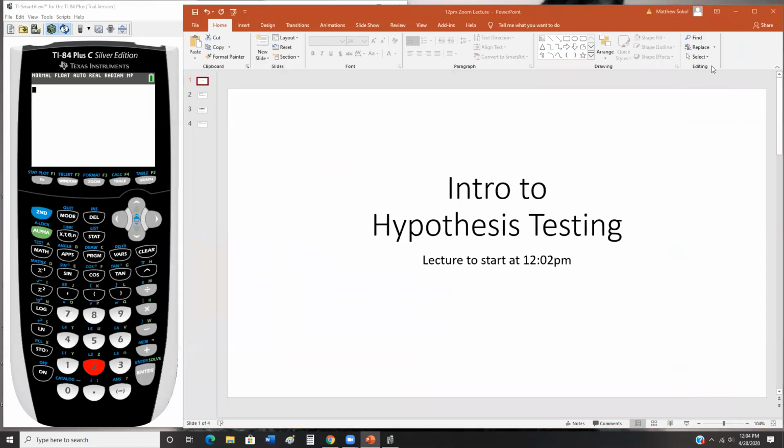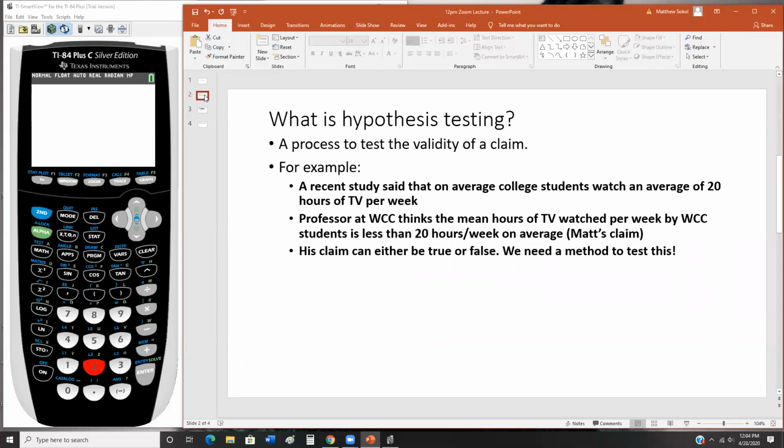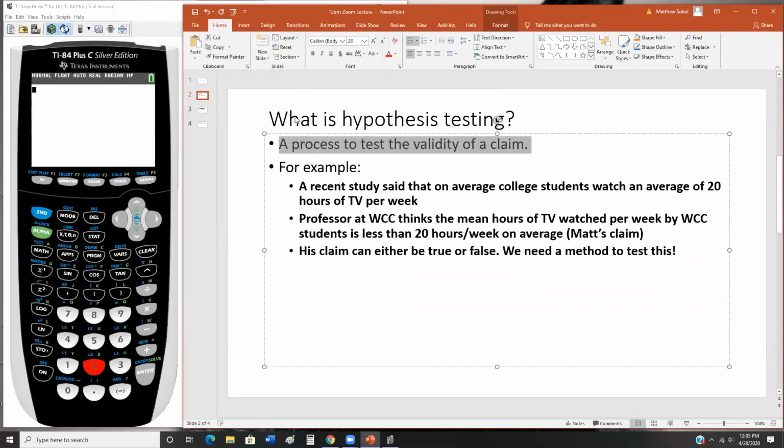All right, so today's lecture is just an introduction to hypothesis testing, our final topic. So what exactly is hypothesis testing? All hypothesis testing is, is a process to test the validity of a claim. So what we're going to do, you're going to see in an example here, is I'm going to make some type of claim about the value of a parameter. And what we want to do is test to see if that claim is true or false. So let me give you this example.